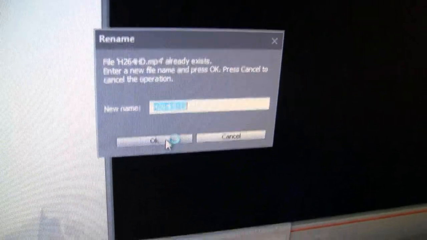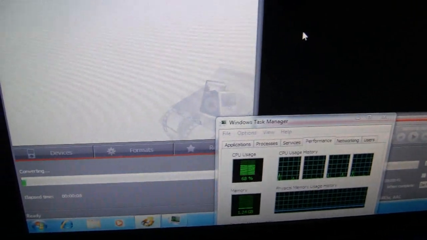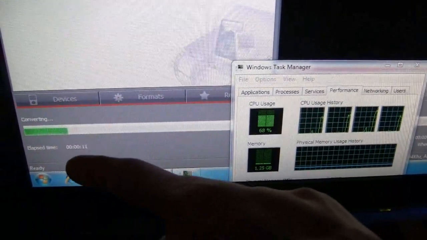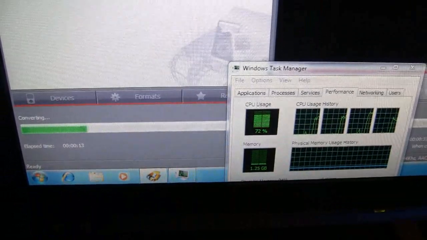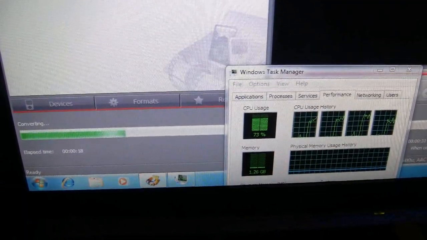Let's start with the software conversion. So, and have a look at the CPU utilization once I start and on the time. So we are at about 70-80% and it takes, well, we do have 12 seconds here plus 30 seconds, so about 40 to 50 seconds in total.